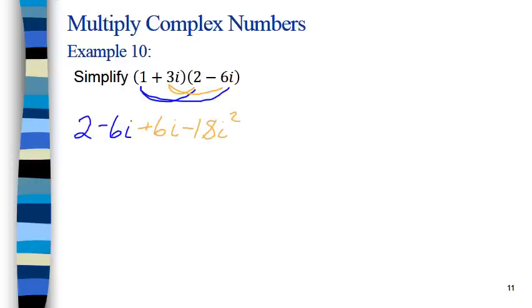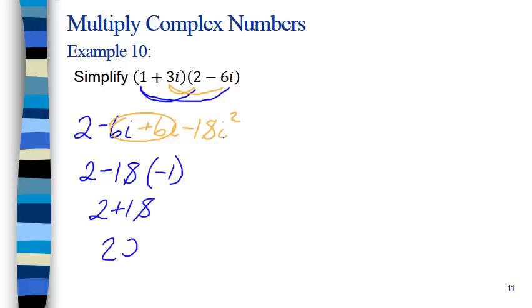Okay, so now we have plus 6i minus 6i, so that's 0. This will become 0. So we have 2 minus 18i squared. Well, i squared we know is negative 1. So negative 18 times negative 1, we really have 2 plus 18, which is 20.